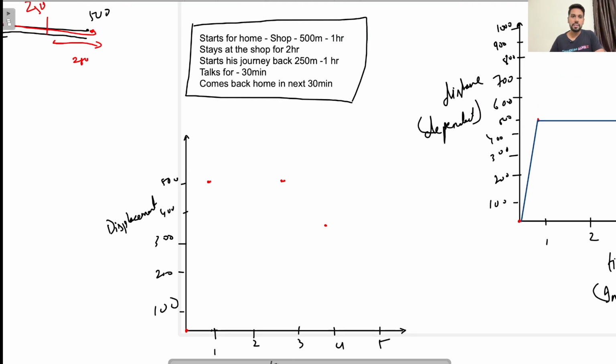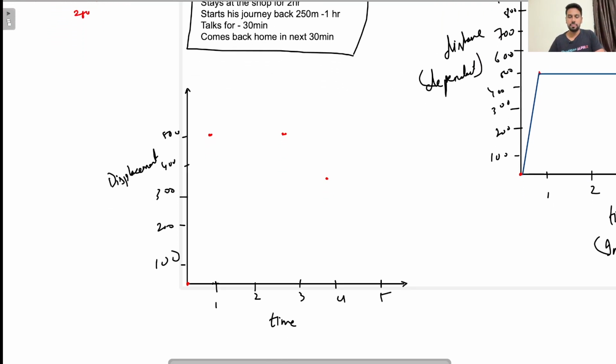In the 4th hour he talks with that person for 30 minutes. So for the next half an hour the displacement remains 250. And the remaining 250 he comes in the next half an hour, which is at the 5th hour he comes back to 0. His displacement becomes 0 in the 5th hour because he has reached back home. Now I make the graph.